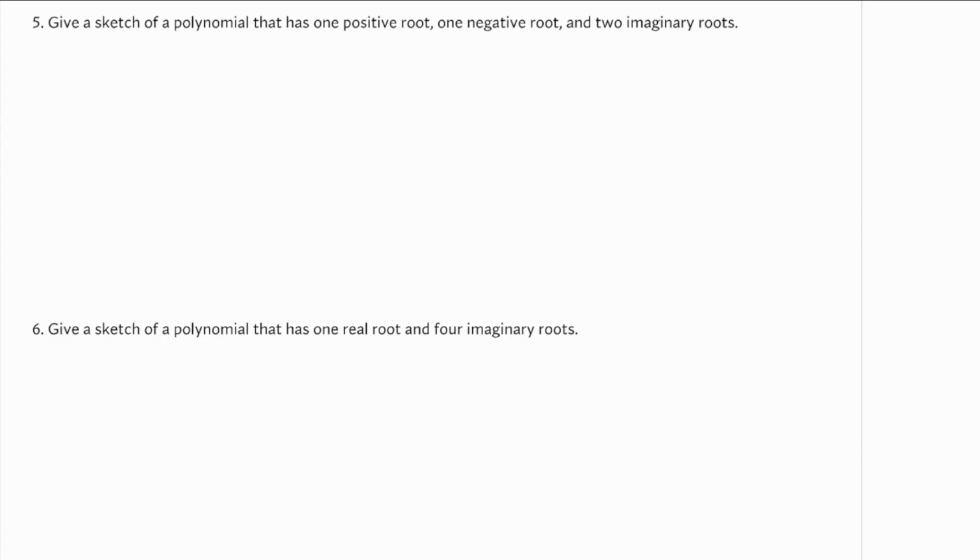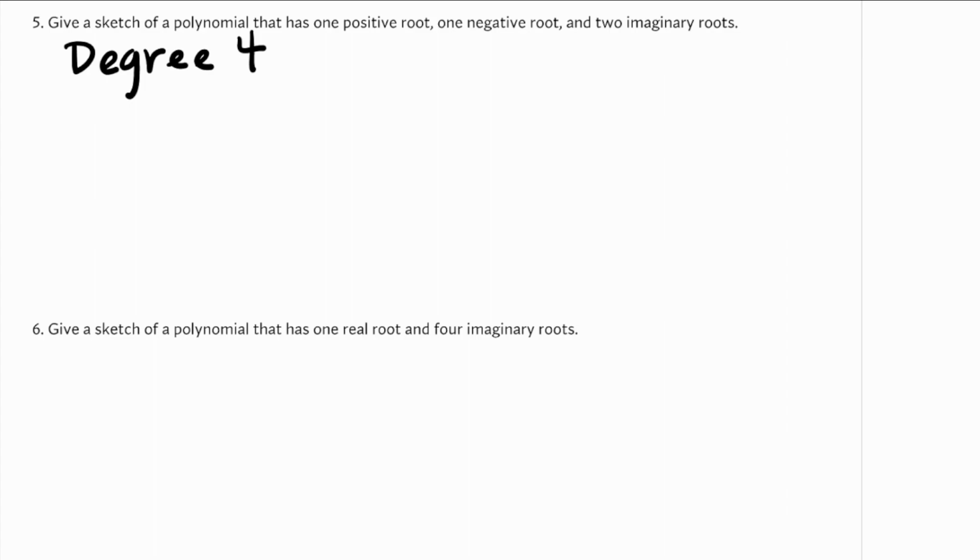Alright, and the last two are just, give a sketch of a polynomial that has one positive root, one negative root, and 2 imaginary roots, and the other one, give a sketch of a polynomial that has one real root and 4 imaginary roots. Okay, I think the best way to start with these is to think about the degree. So the degree is probably going to be, if they say one positive root, that's 1, a negative root, that's a second, and 2 imaginary, so I'm thinking degree 4.